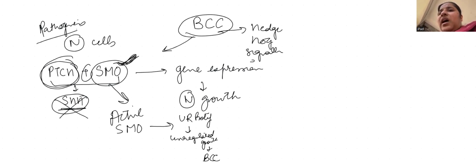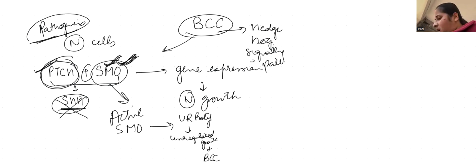Again, when you are asked about the pathogenesis, there is a mutation of the PTCH gene, there is a mutation of the SMO gene, and it leads to BCC. Okay. So now we move on to the next, that is the clinical features.